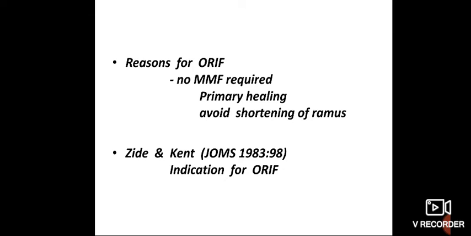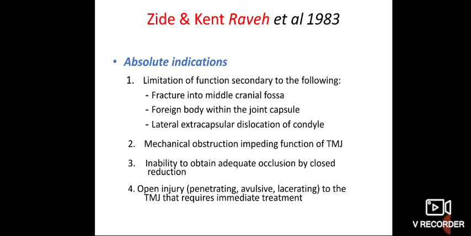In closed reduction, since we don't reduce the condyle fracture, we allow it to heal by secondary intention. There can always be some amount of foreshortening, because of which you can have a mild deviation, because of which you can have an internal derangement, because of which you can have trauma-related arthritis over a period of time, because the condyle is not placed exactly in its near anatomical position. So what are those indications?